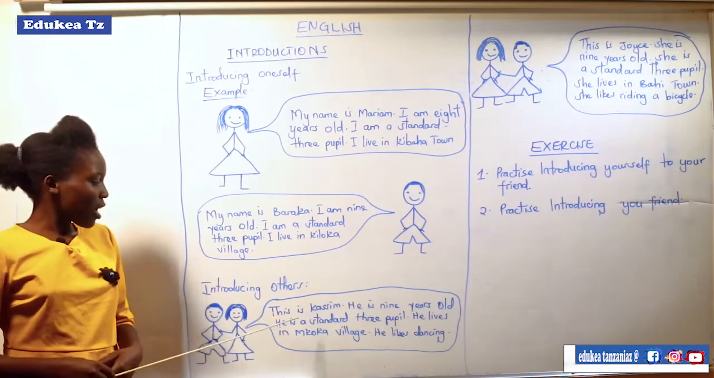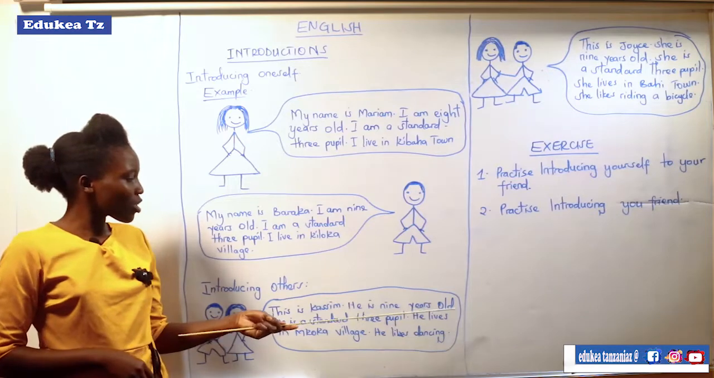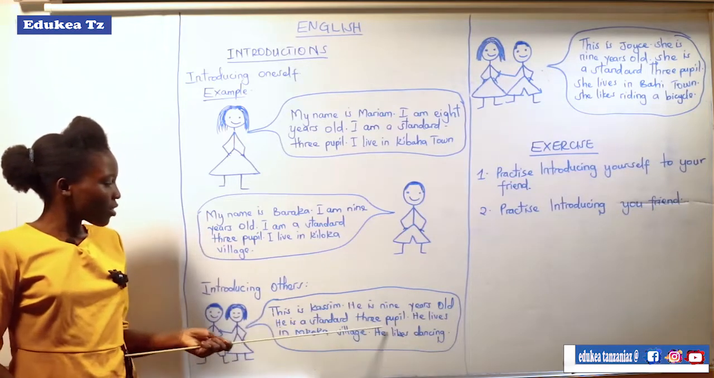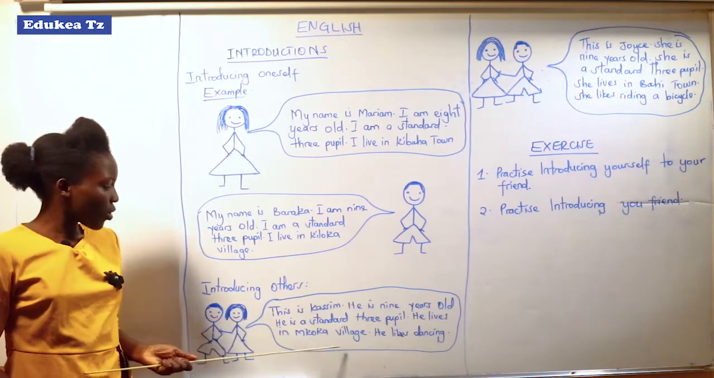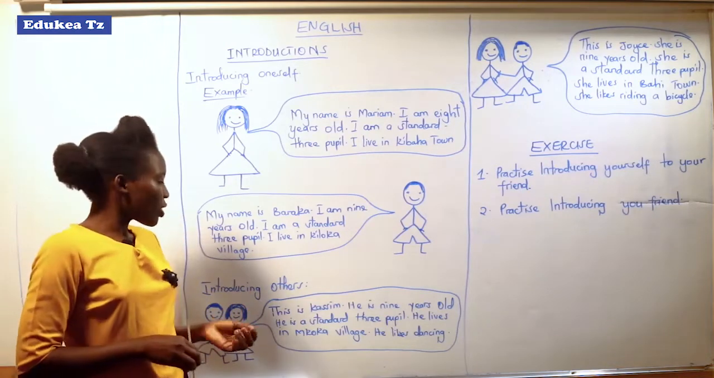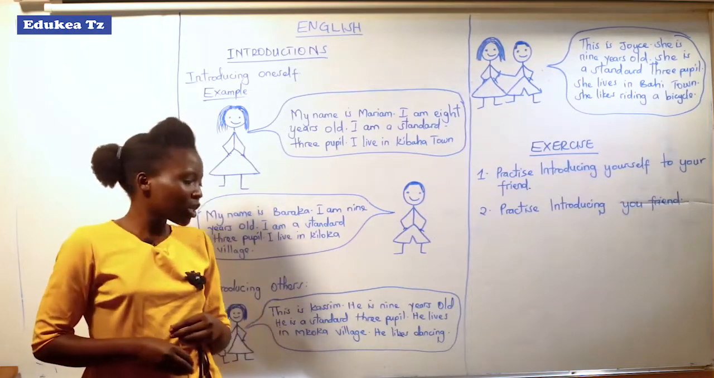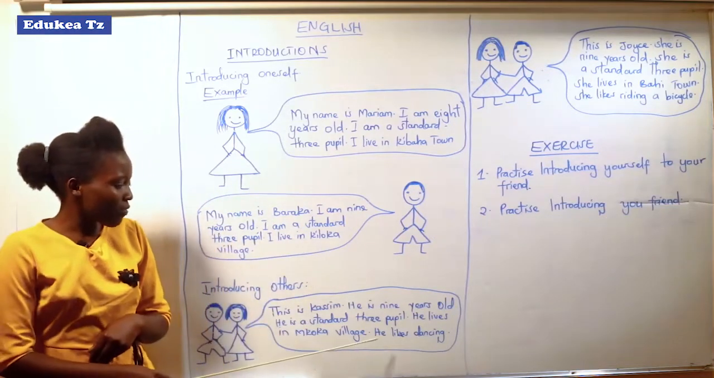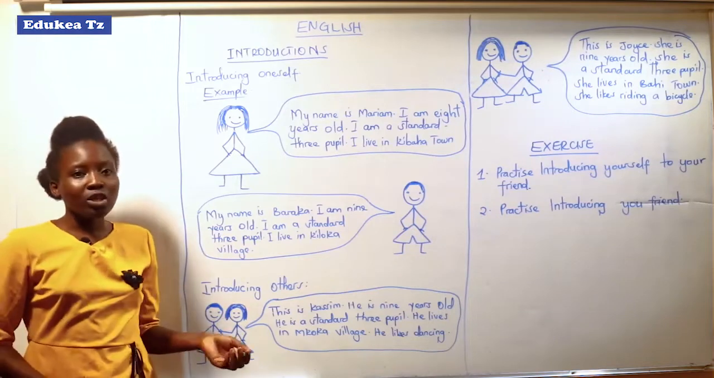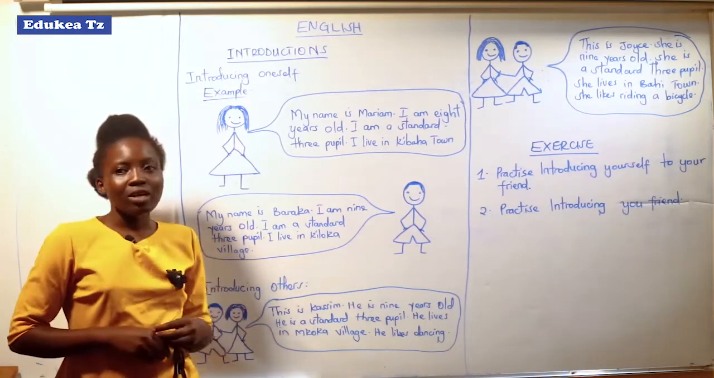So the girl said that this is Kasim. He is 9 years old. He is a standard 3 pupil. He lives in Koka village. He likes dancing. We can see in introducing others, there is something which has been added in this introduction. They have written the fifth thing, which is that he likes dancing. So Joyce has also added one thing which Kasim likes doing.